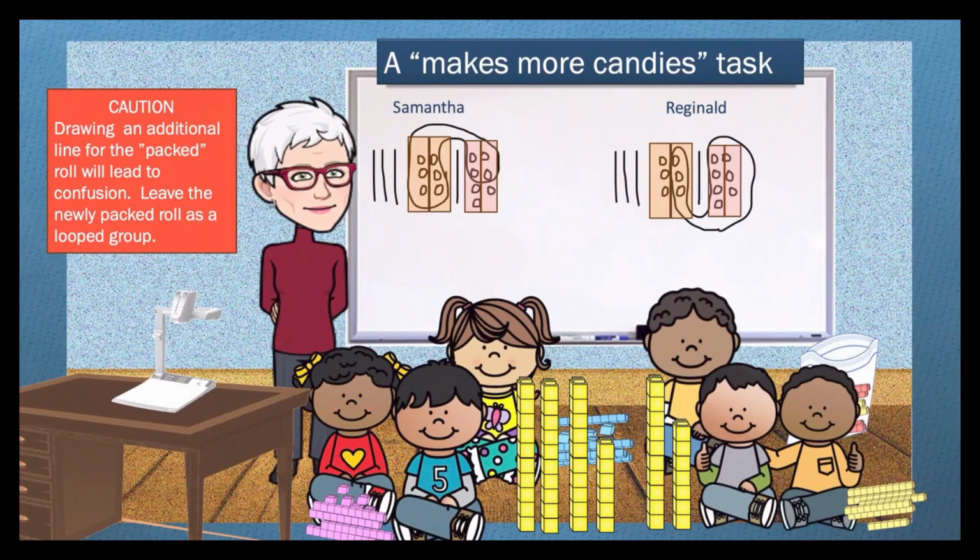We have one additional note of caution about this notation for the makes more tasks. It is important to not draw an initial line, a roll, to show that another roll was made, because then there is confusion about what is represented by the loop and that additional line. Rather, leave the newly packed roll shown by the looped group of candies. In our experience, teachers that draw an additional line inevitably introduce confusion.